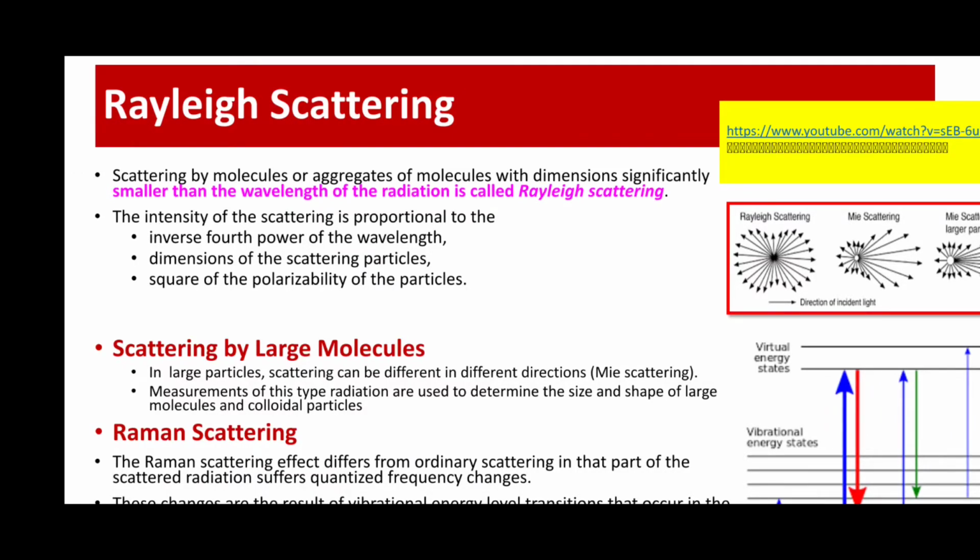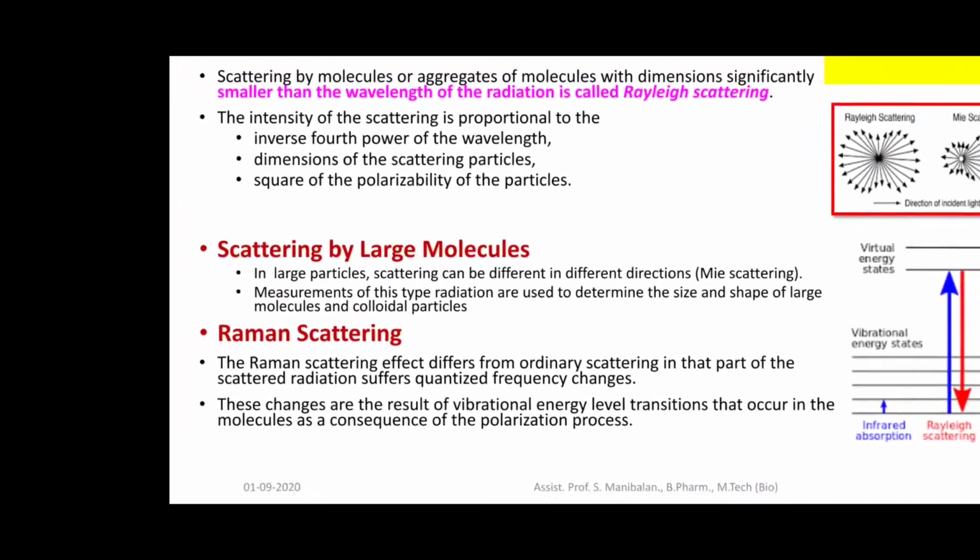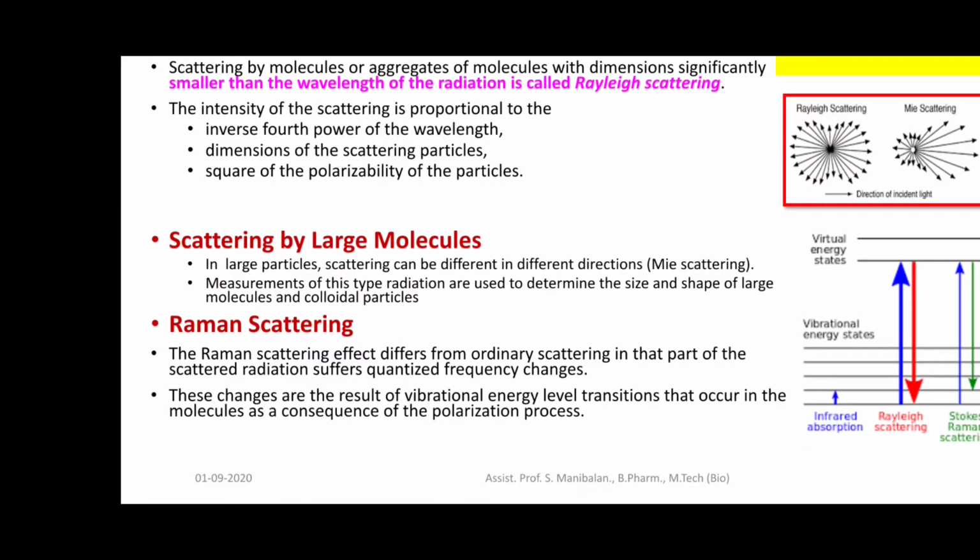The intensity of the scattering is proportional to the inverse fourth power of the wavelength, and to the square of the polarizability of the scattering particles. You should remember that the dimension of the particle is smaller than the wavelength of the radiation. And then scattering by large molecules: in large particles, scattering can be different in different directions, which is called Mie scattering.